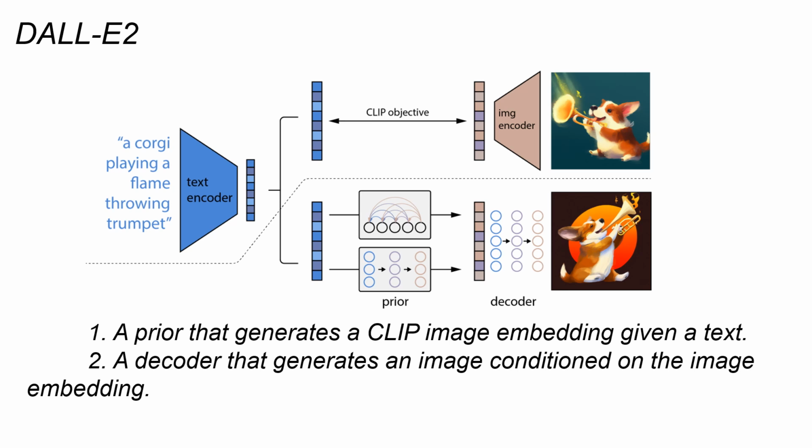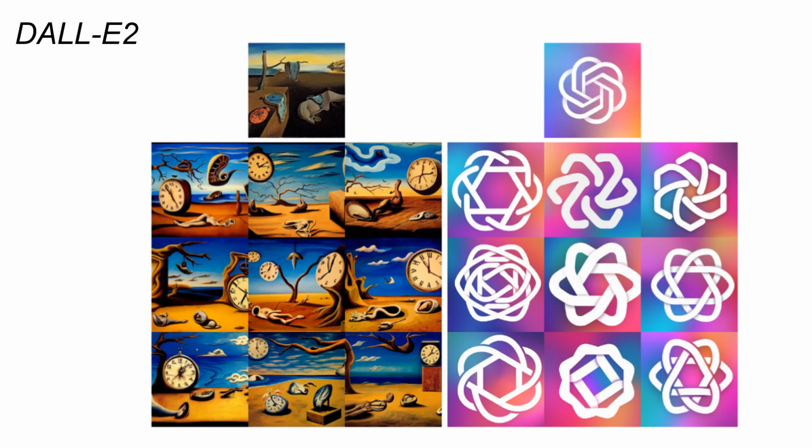This is the architecture of DALL-E 2. DALL-E 2 incorporates a pre-trained CLIP model. It consists of a prior that generates a CLIP image embedding given a text, and then a decoder that generates an image conditioned on the image embedding. Based on the design, DALL-E 2 can generate many interesting results.